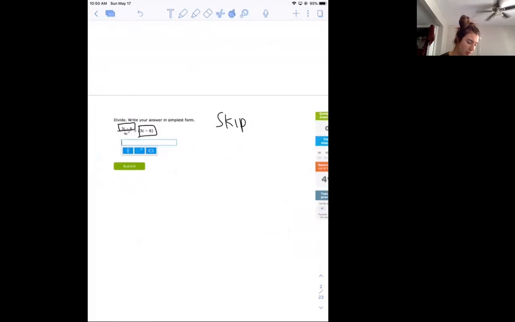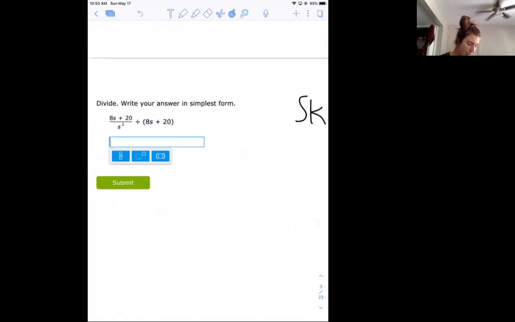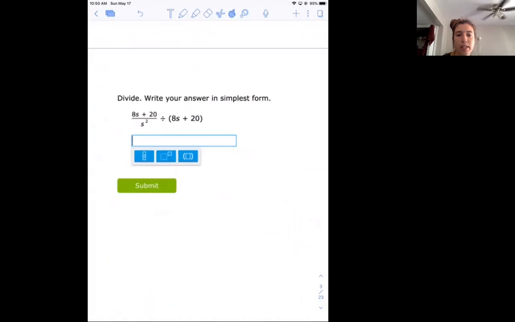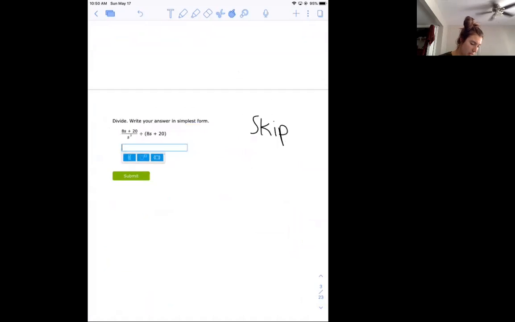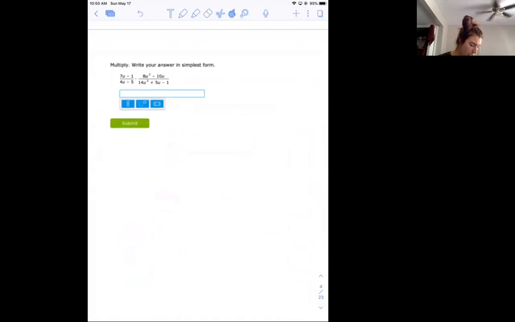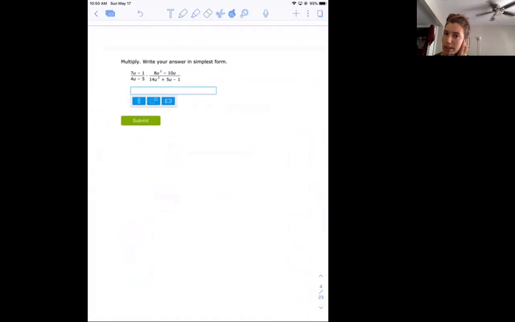So I'm not going to do that one. Same thing here. You have 8s plus 20 and 8s plus 20. They'll cross off when you set it up. So I don't think you guys need me to do that for you. Okay, this one's a little bit different. So we actually have a full-on fraction, and we're multiplying this time.